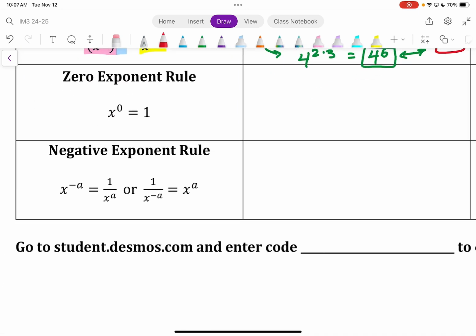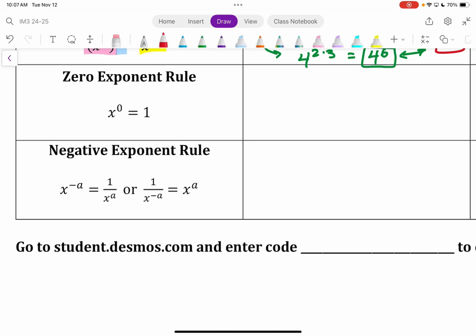Let's go ahead and cover the remaining 2 rules, and then I will let you work on your Desmos for today. So here's the next one: the zero exponent rule. This is the tricky one. Any number, no matter what number you have, raised to the 0 power is always equal to 1.